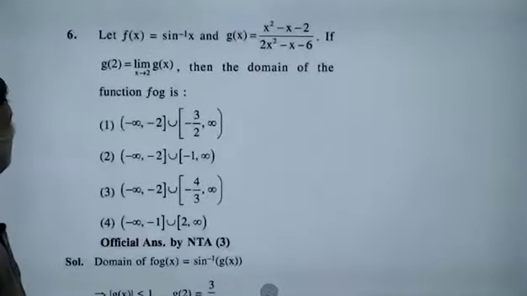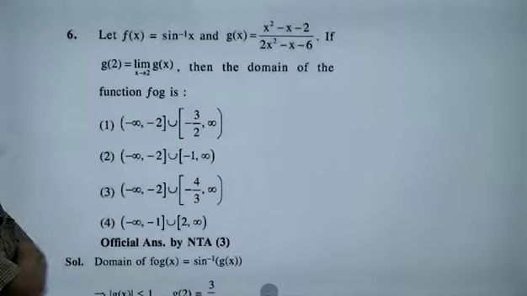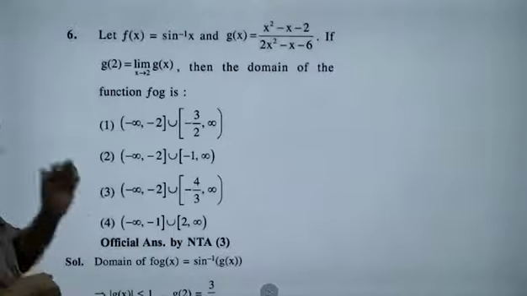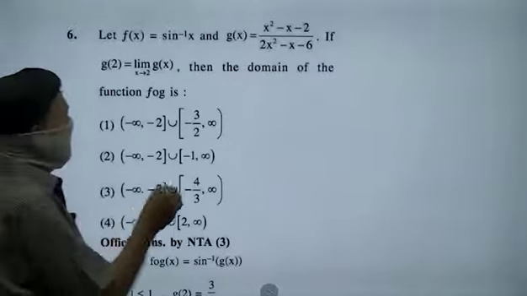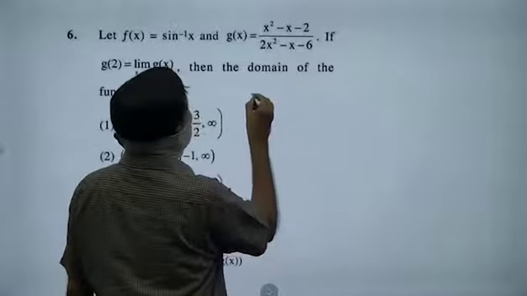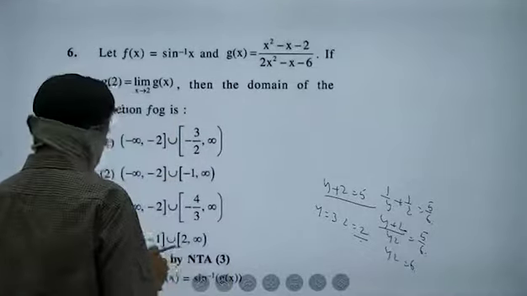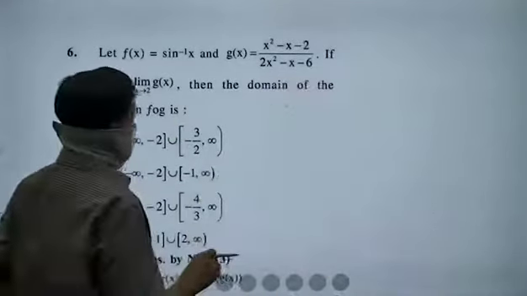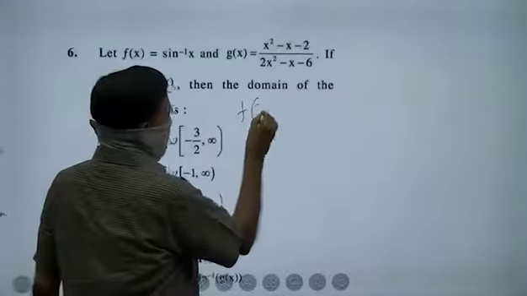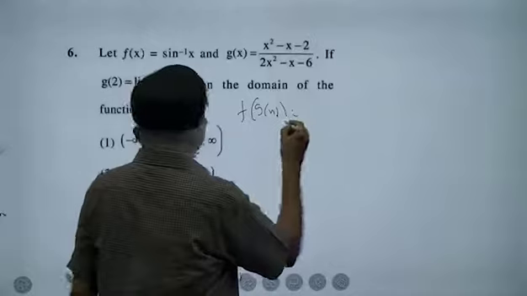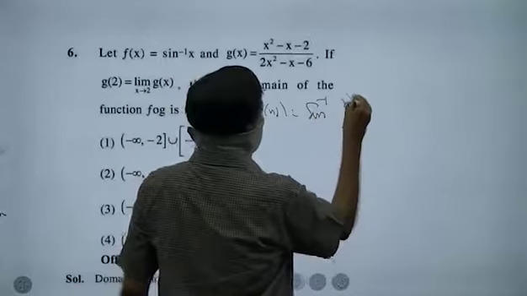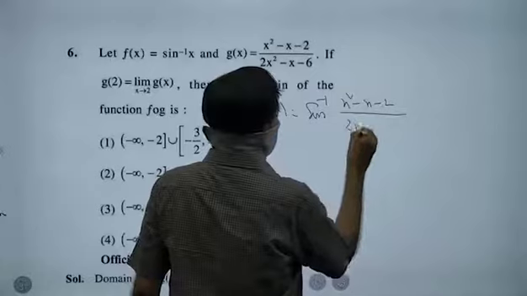The next question is f of x is equal to sin inverse x. g of x is equal to this. If g of 2 is equal to limit extending to g of x, the domain of f circle g. See, the domain of f circle g means, see f of g of x means what? Sin inverse of x square minus x minus 2 by a.